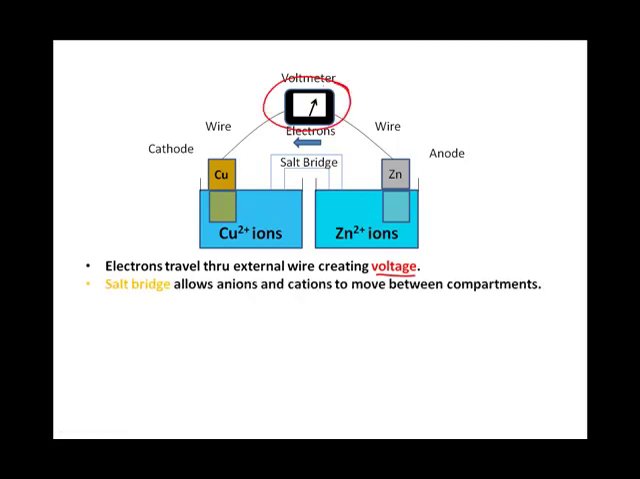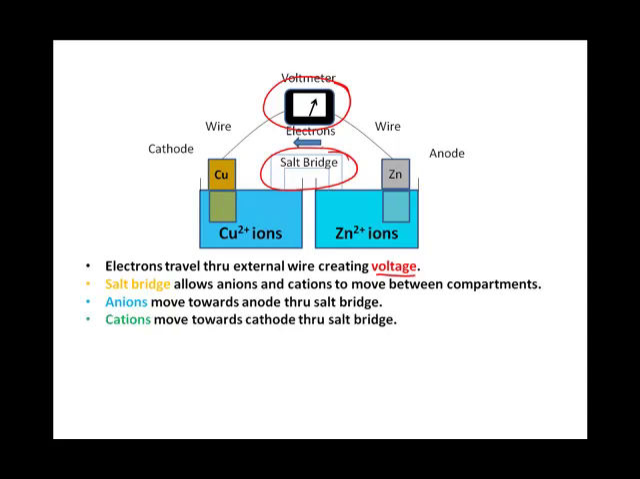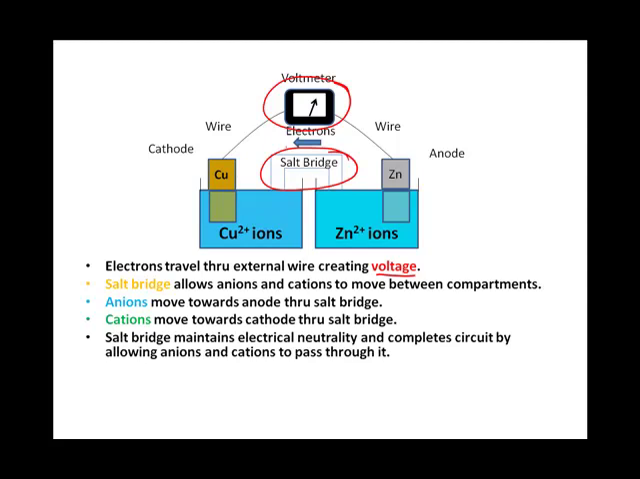You have a salt bridge, which is located down below, which allows the anions and cations to move between compartments. Anions always move toward the anode through the salt bridge, and cations always move toward the cathode through the salt bridge. The salt bridge maintains electrical neutrality and completes the circuit by allowing anions and cations to pass through it. Without the salt bridge, you would have a short circuit and the electrons would not be able to move freely.